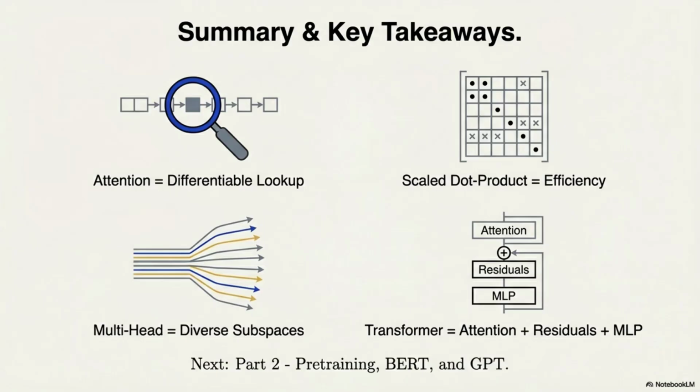So to wrap up part 1, let's just quickly recap the journey. We started with the core idea of attention as a soft database lookup. We made it super efficient with scaled dot-product attention. Then we gave it a bunch of different perspectives with multi-head attention. And finally, we put all those parts together to build the transformer, one incredibly powerful system.